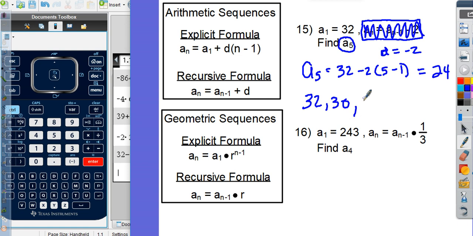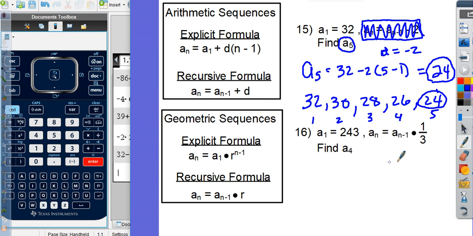And if I continue the pattern, 28, 26, 24. We were looking for the fifth term: 1, 2, 3, 4, 5. You can see either way, I get 24. So you can use this to make a pattern and find your answer, or you can put it in the explicit formula and find your answer. Either way is going to work.